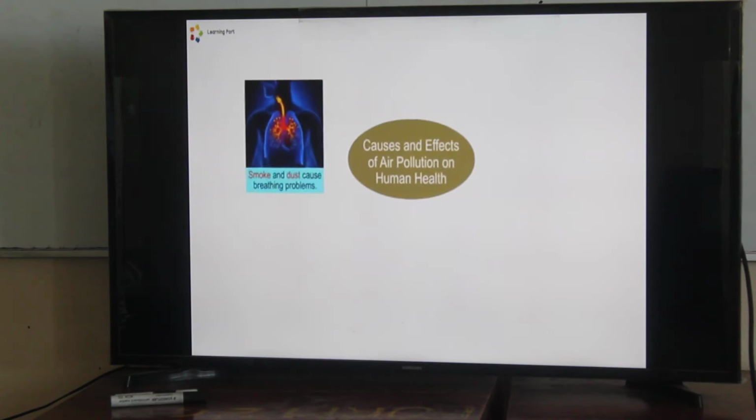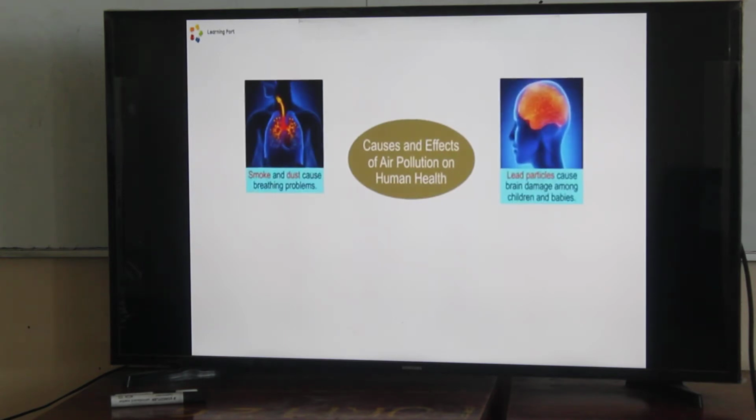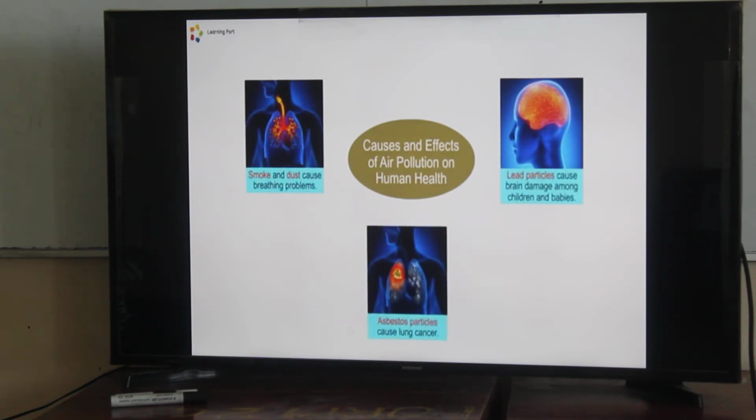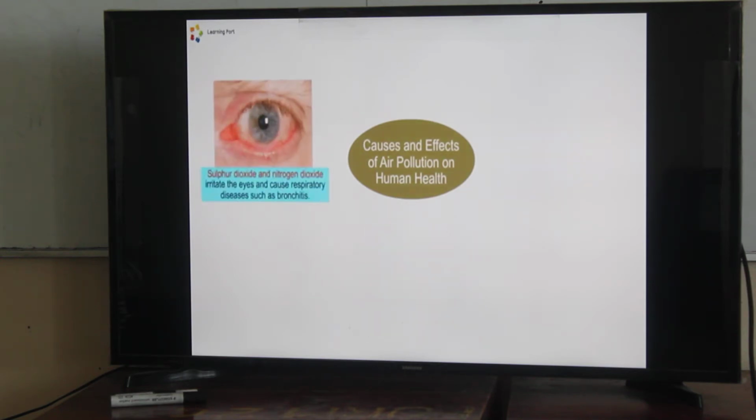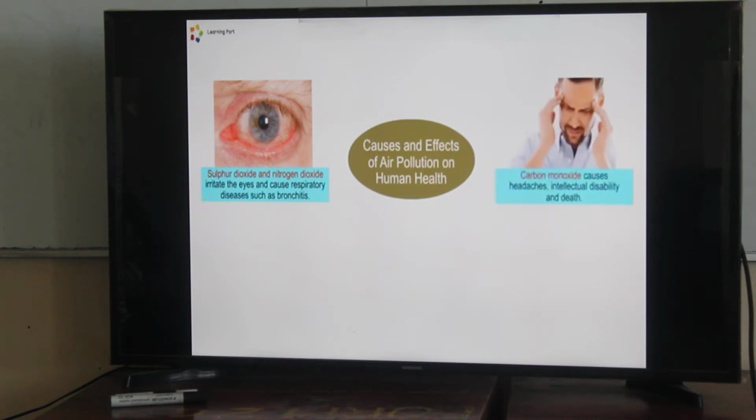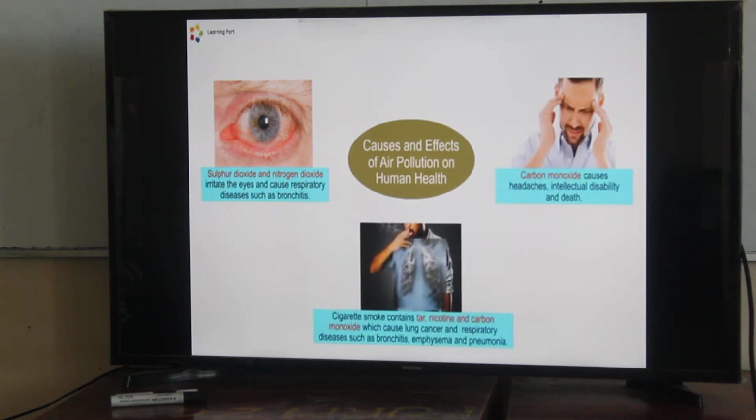Smoke and dust cause breathing problems. Lead particles cause brain damage among children and babies. Asbestos particles cause lung cancer. Gases produced by factories such as sulfur dioxide and nitrogen dioxide irritate the eyes and cause respiratory diseases such as bronchitis. Carbon monoxide causes headaches, intellectual disability, or death. Cigarette smoke contains tar, nicotine, and carbon monoxide, which cause lung cancer and respiratory diseases such as bronchitis, emphysema, and pneumonia.